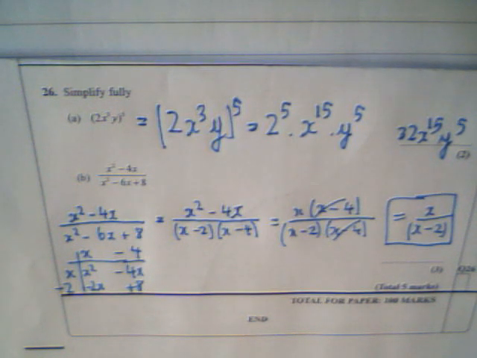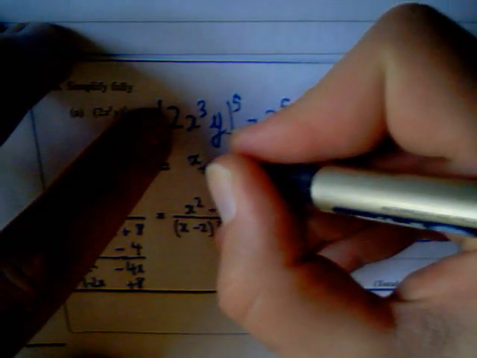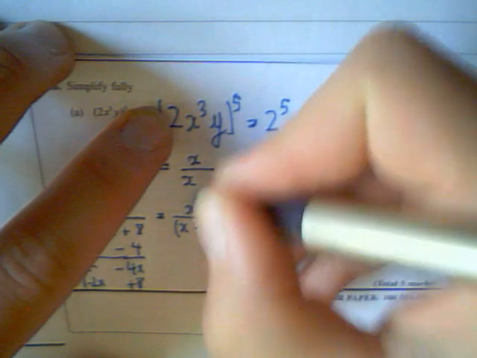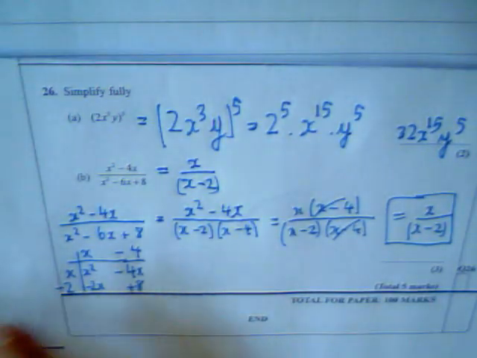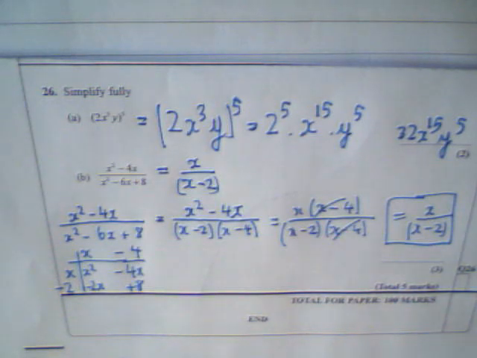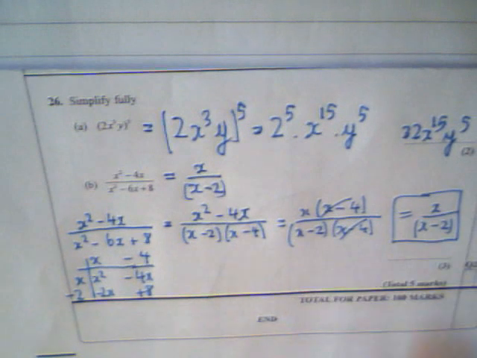An important point to note is that if you've got to this stage and you're unsure whether it's the right answer, essentially what you're saying is that the original expression is the same as x over x minus 2, because this is a simplified version. So for example, let's say we take the number 3. If we plug 3 into here, this should be the same as if we plug 3 into there. So let's plug 3 in.